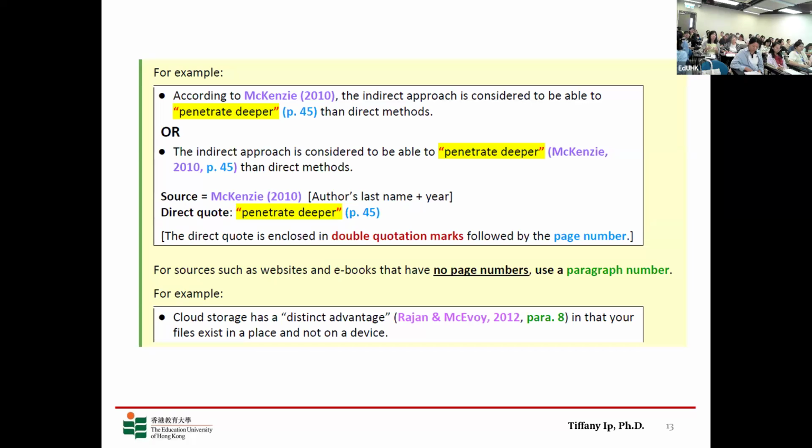Rajan and McEvoy are the two authors' names from the website. Then comma, year of publication, comma. Instead of p. standing for page, you write para., which stands for paragraph. You really need to count it. I have seen paragraph 40 or something. Websites can have two lines as one paragraph. So if you want to make a direct quote from a website, then count the paragraph number.